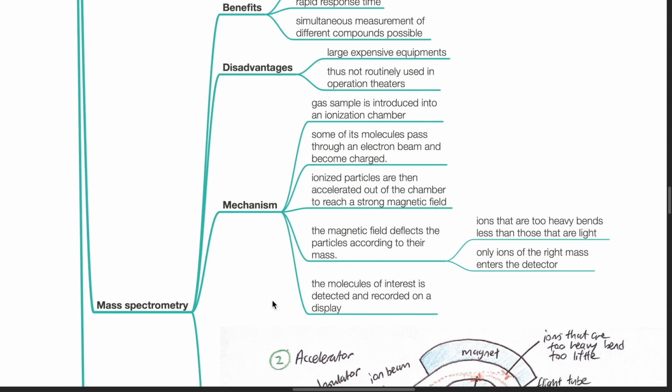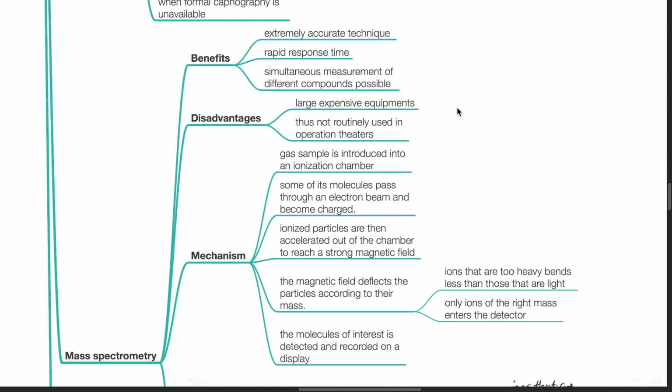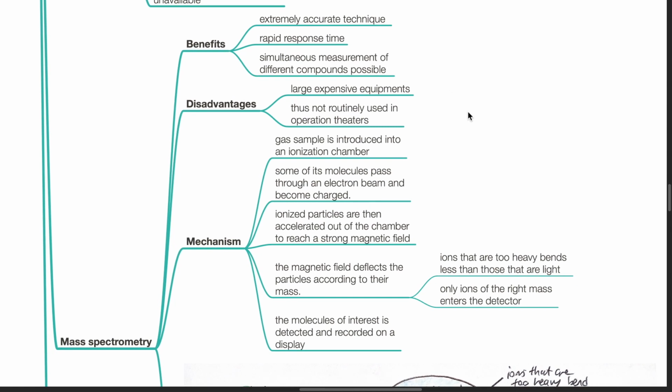Mass spectrometry can be used to measure carbon dioxide. It is an extremely accurate technique with a rapid response time, and simultaneous measurement of different compounds is possible. Disadvantages include that it is a large and expensive device, and it is not routinely used in operation theatres.